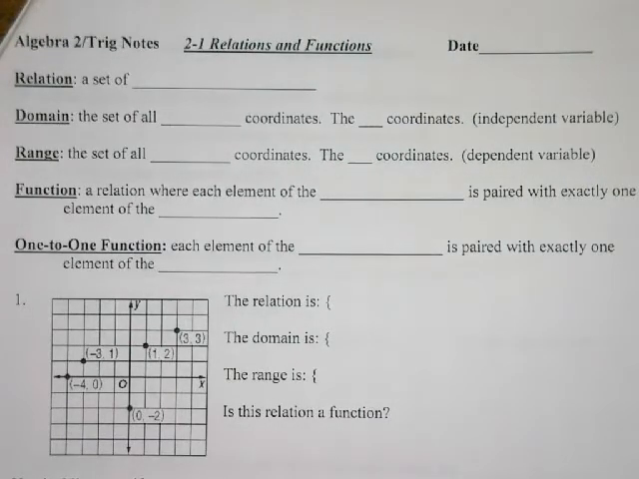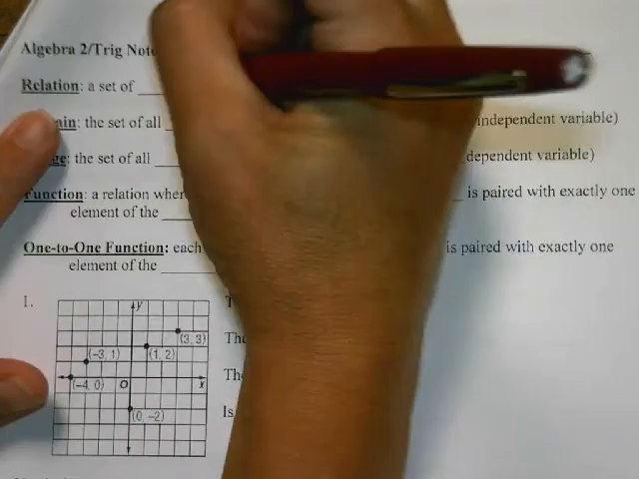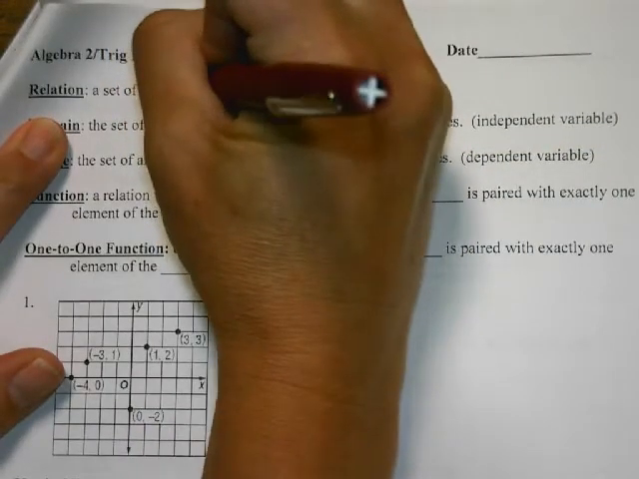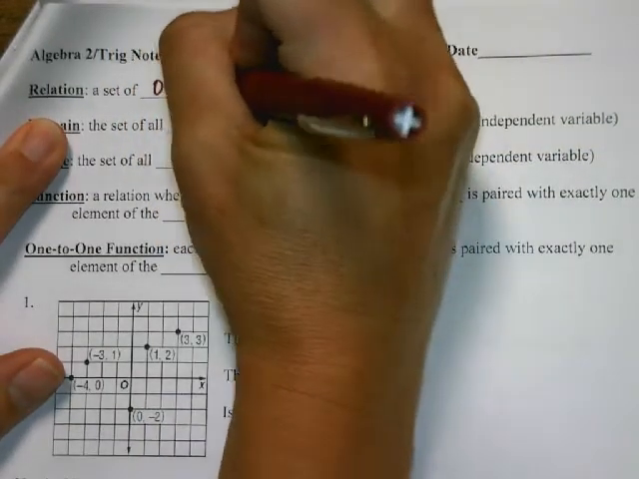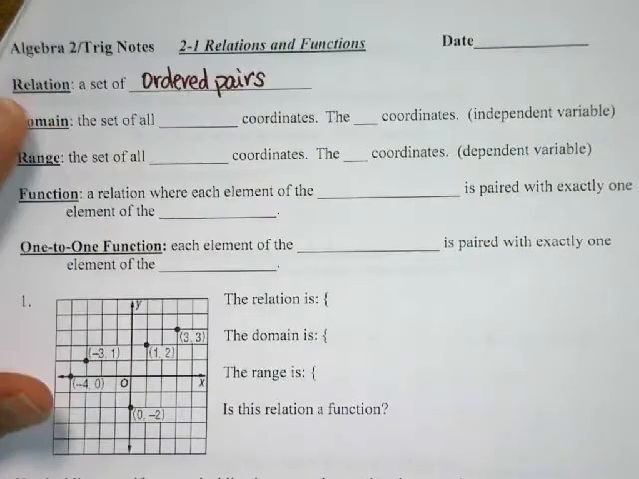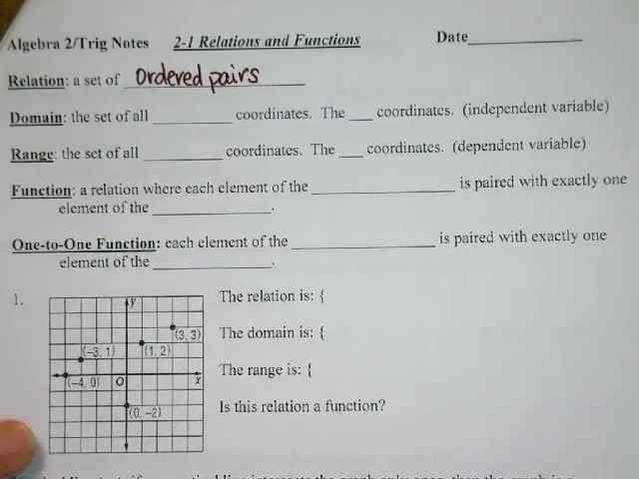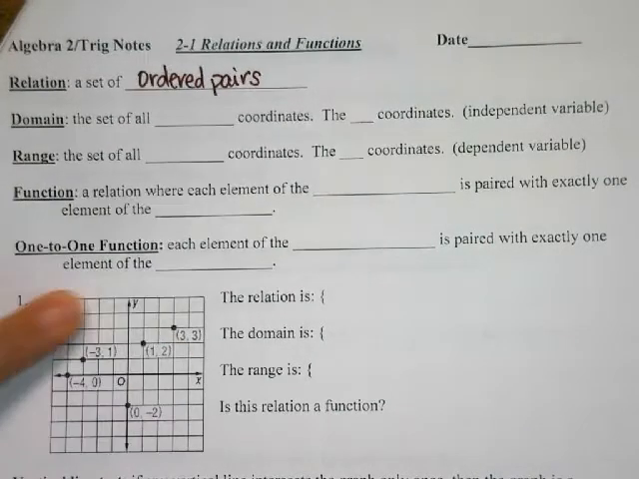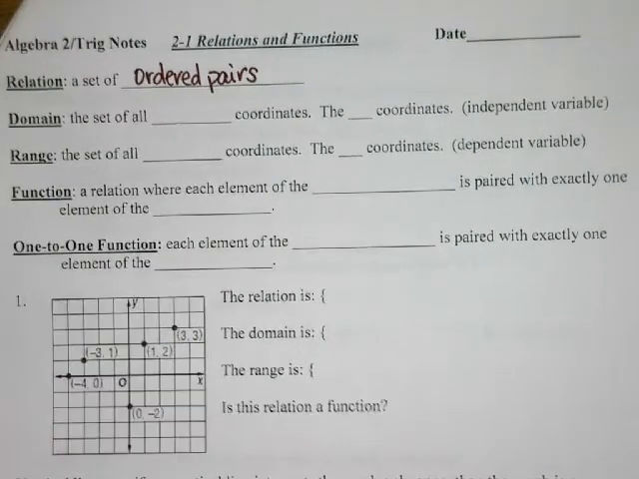Okay, so let's talk about relations and functions. We're on page 7 in your notes, and that is 2-1. A relation is just a set of ordered pairs. If you look at number 1 here, this is just a relation. It's just a set of ordered pairs.